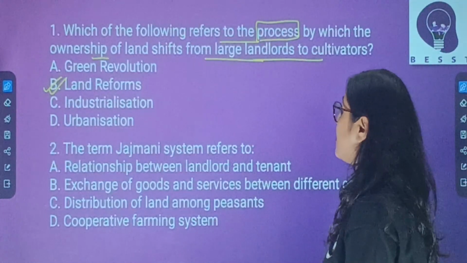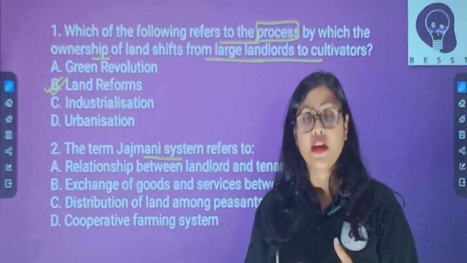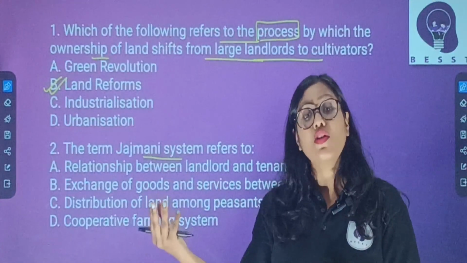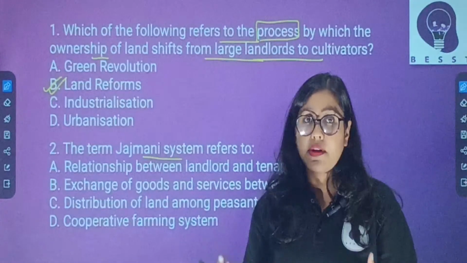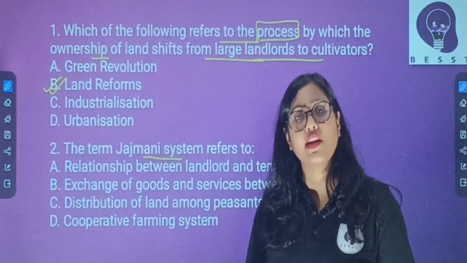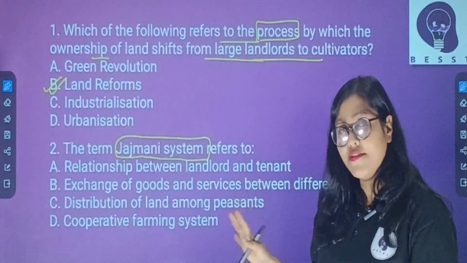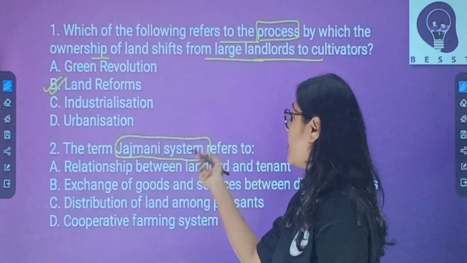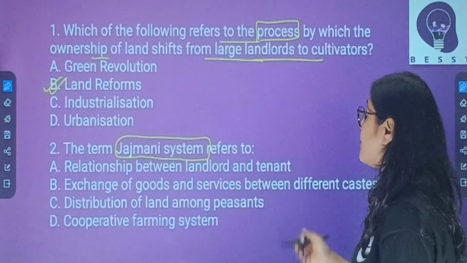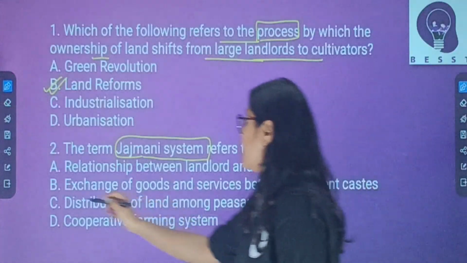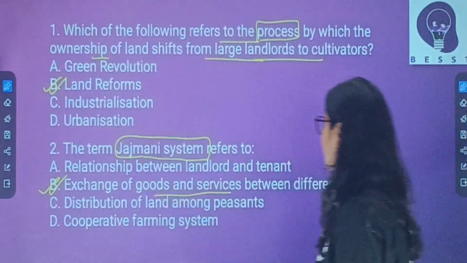Coming to the next question, the term Jajmani system refers to. Now, what is a Jajmani system? It is a kind of exchange system. I am a wage worker and someone will be a large landowner, so we will be exchanging our labor. I will give my labor, and in exchange I will be getting grain or cash, anything. So that is the explanation of Jajmani system. The options are: relationship between landlord and tenant, exchange of goods and services between different castes, distribution of land among peasants, and cooperative farming. So it will be option B, exchange of goods and services between different castes.